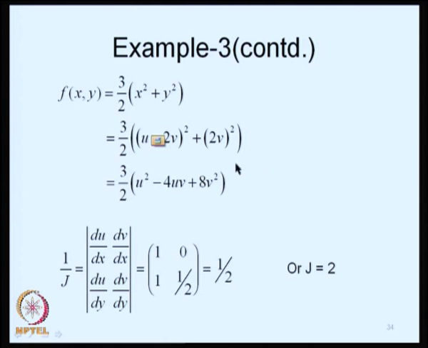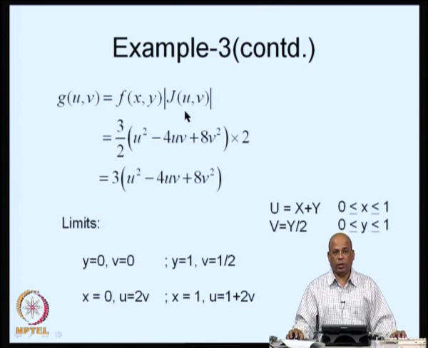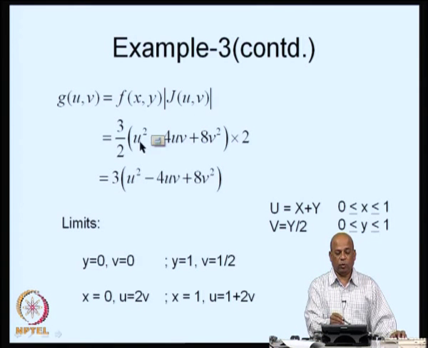So, you have expressed f of x y in terms of u and v, and you have obtained the Jacobian, which is 2, and therefore, you get the joint density of u and v as f of x y into the absolute value of the Jacobian, which will be equal to 3 by 2, this is f of x y here, multiplied by 2, which is the Jacobian.